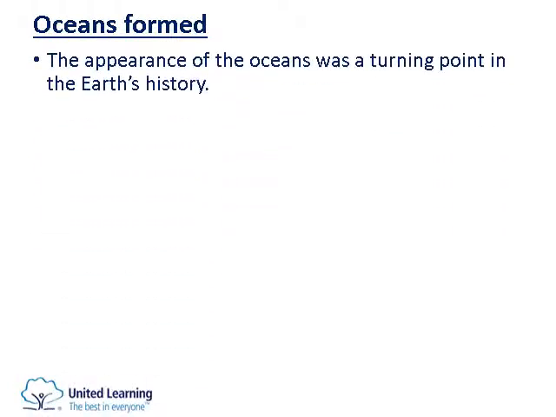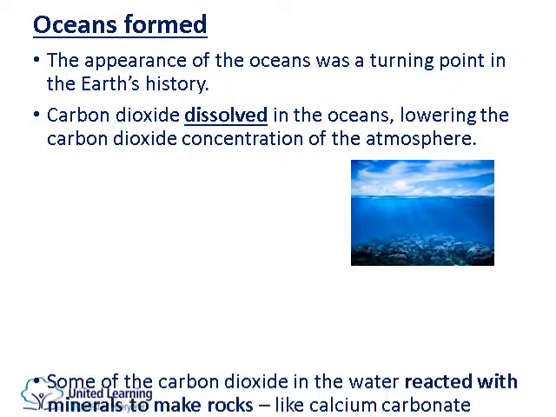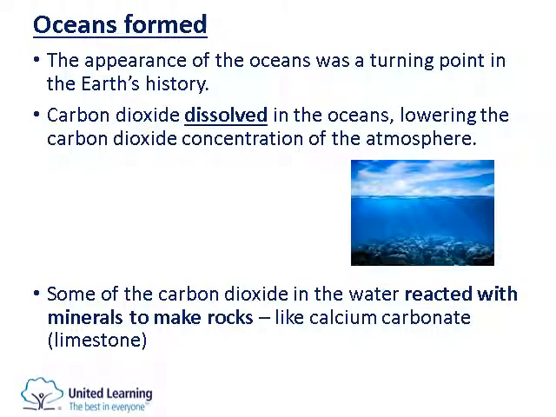So we talked about the oceans forming. It was a turning point in the Earth's history, because this allowed carbon dioxide to dissolve into those oceans. The carbon dioxide dissolved into the oceans, and that allowed the carbon dioxide concentration in the atmosphere to come down. Some of the carbon dioxide in the water then reacts with minerals to form rocks like limestone. So that carbon dioxide has now been locked up in the limestone, which decreases the concentration of carbon dioxide in the atmosphere.